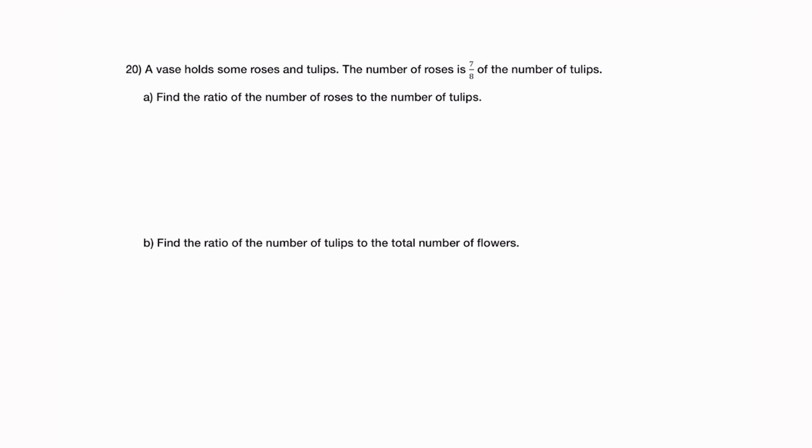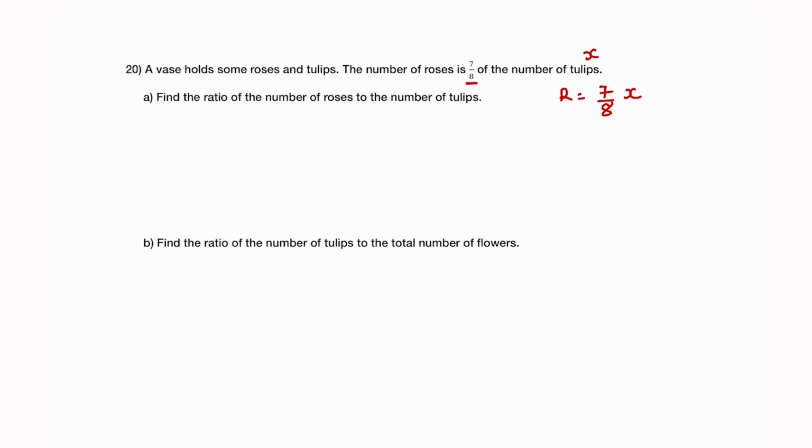A vase holds some roses and tulips. The number of roses is 7/8 of the number of tulips. So the number of roses is given in terms of number of tulips. So let's say tulips is x. So in that case, roses will be how much? The roses will be 7/8 of x, right? 7/8 of the number of tulips.